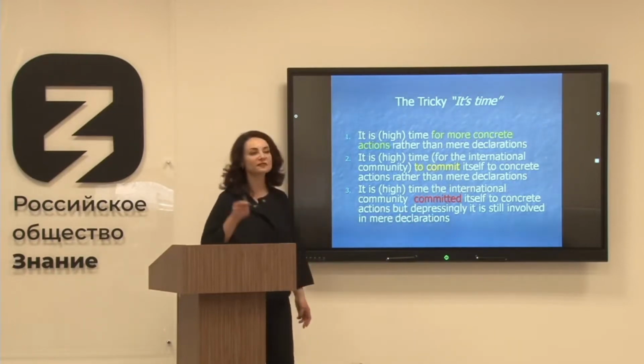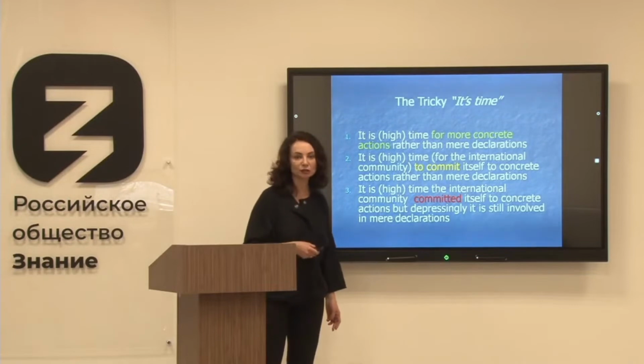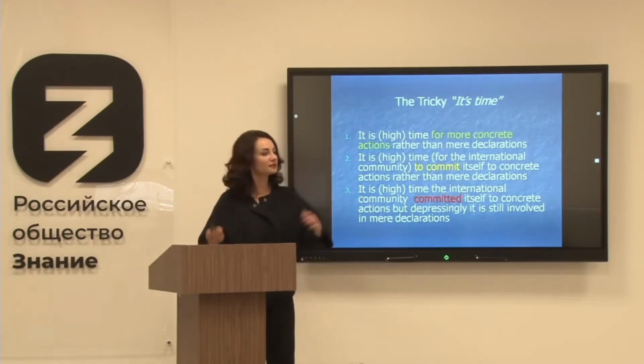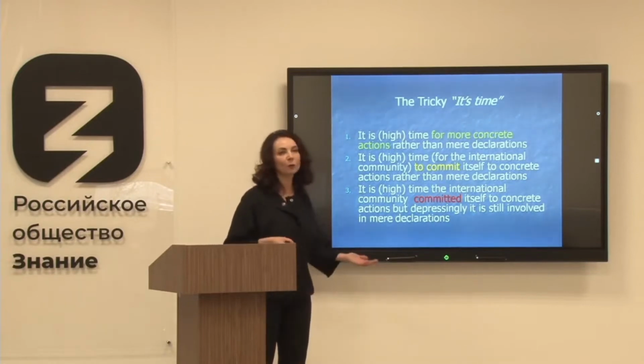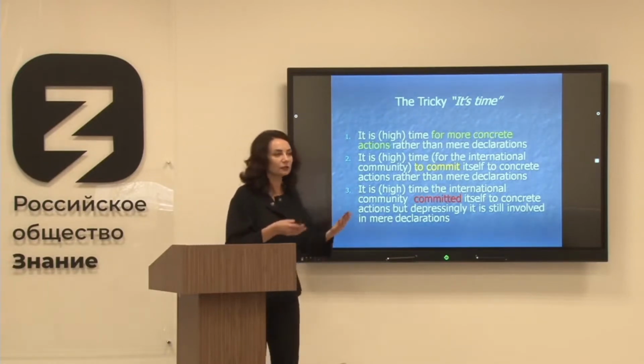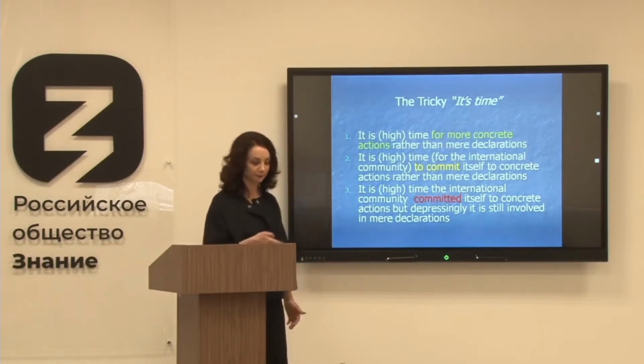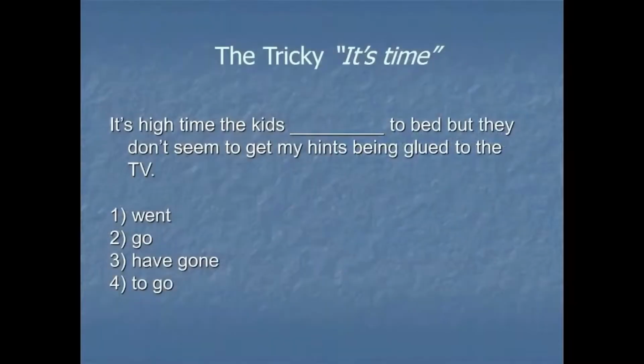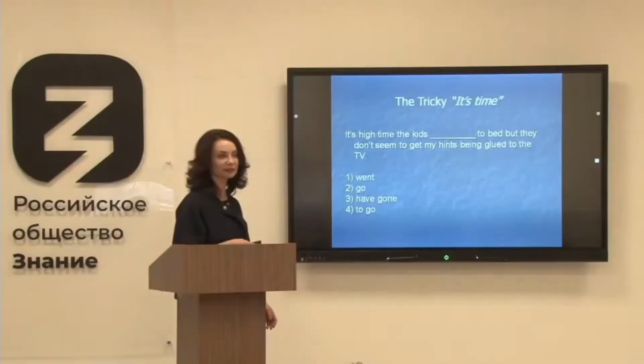So for the use of subjunctive 2, it is essential to use another subject after the construction "it is time". If it is a pronoun, it should be a form like they, he, she, or whatsoever. Then let's consider the following example: "It's high time the kids ___ to bed, but they don't seem to get my hands being glued to the TV." Then who would like to discuss it?